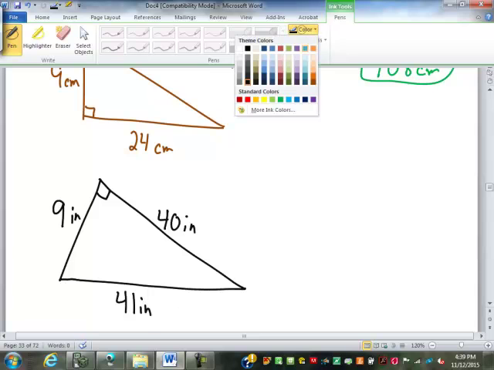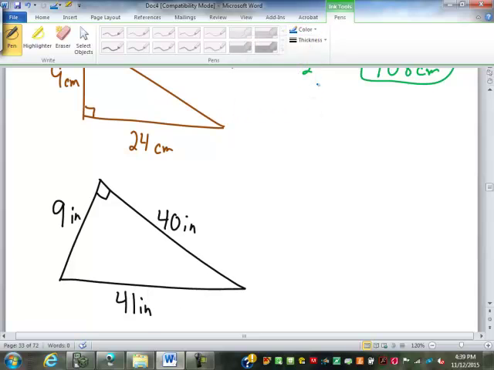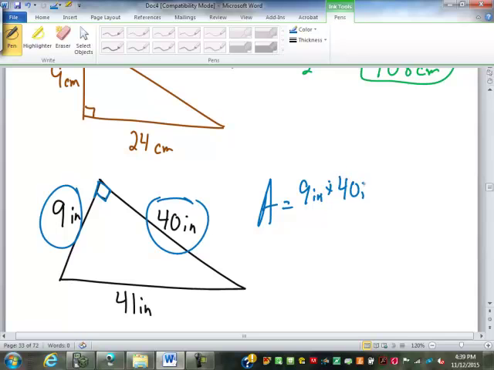So we're going to find the area of this. What two sides am I going to use? The 9 and 40. Why? They're the legs. They form the right angle. So it'll be 9 inches times 40 inches. Divide by 2, which gives me 180 inches squared.